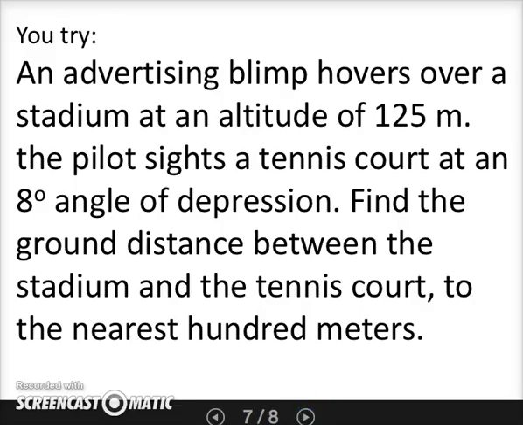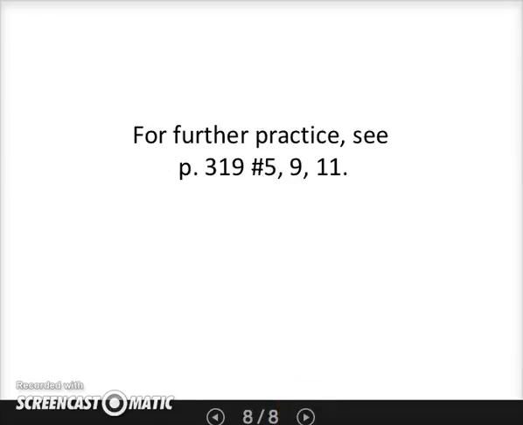You try one like this. An advertising blimp hovers over a stadium at an altitude of 125 meters. The pilot sights a tennis court at an 8-degree angle of depression. Find the ground distance between the stadium and the tennis court to the nearest 100 meters. For further practice, see page 319, numbers 5, 9, and 11.